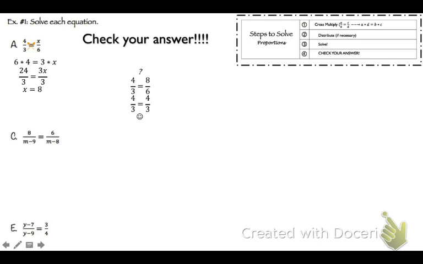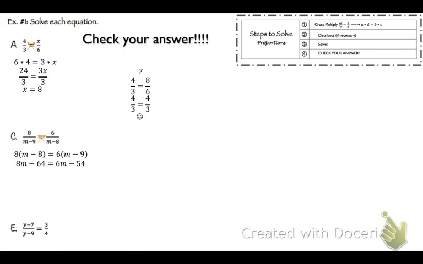Okay, let's look at example C. So again, we have the two fractions. My first step is going to be to cross multiply. So you do 8 times m minus 8 and 6 times m minus 9. Now we have to distribute, and on this one we have to because we have things to distribute. So 8 times m minus 8 is 8m minus 64. 6 times m minus 9 is 6m minus 54.